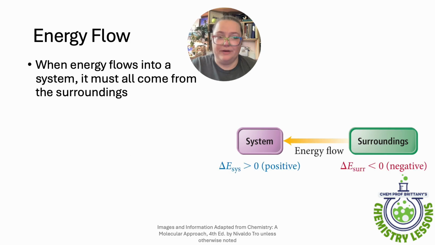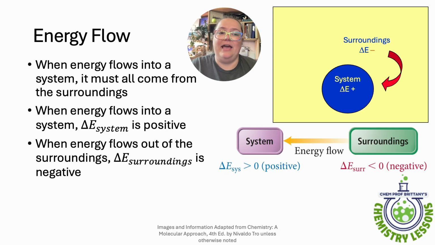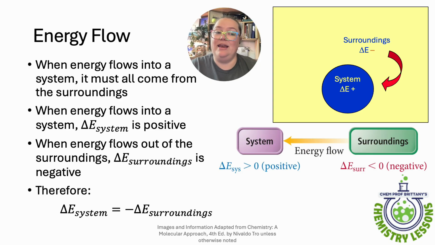So if we flip this around and we have energy flowing into the system, whatever we are adding energy to, which in this case is our system, has the positive delta E, and the thing that is losing the energy is going to have a negative delta E. So energy is flowing from the surroundings to the system. When energy flows into the system, our delta E for our system is positive. And when it flows out of the surroundings, the delta E for the surroundings is negative. Therefore, we can write it like this. Delta E of our system is equal to negative delta E of our surroundings.